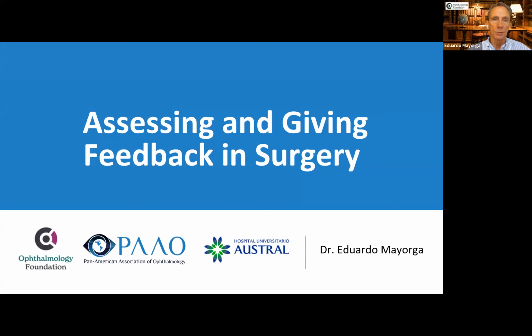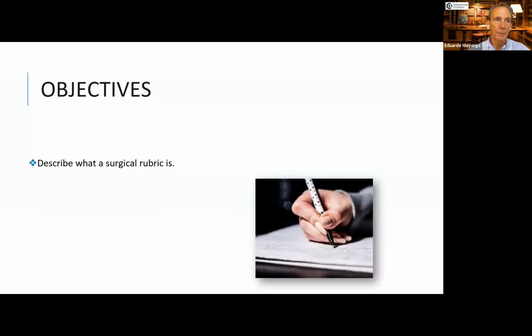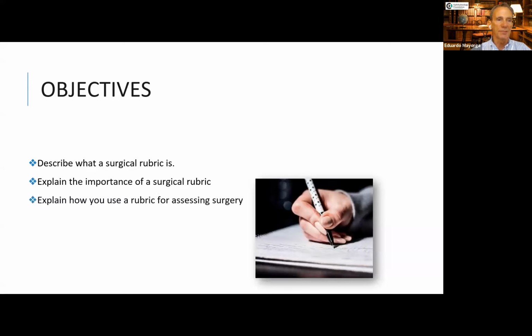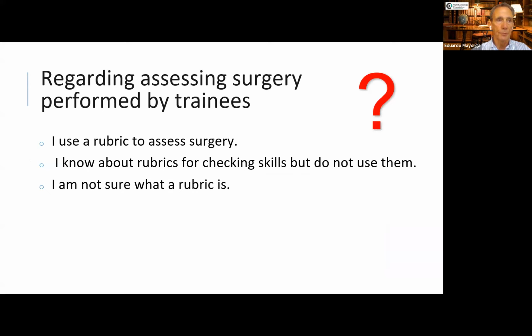And I will be talking now about assessing and giving feedback in surgery. The objectives of this presentation are that by the end of it, you should be able to describe what a rubric is, explain the importance of a surgical rubric, explain how you use a rubric for assessing surgery, be able to access several surgical rubrics that we will point you to in one of our slides, and finally be able to assess your residents using the rubrics.